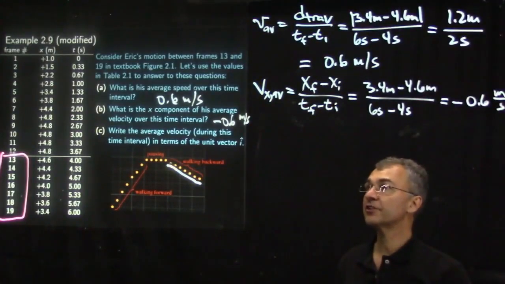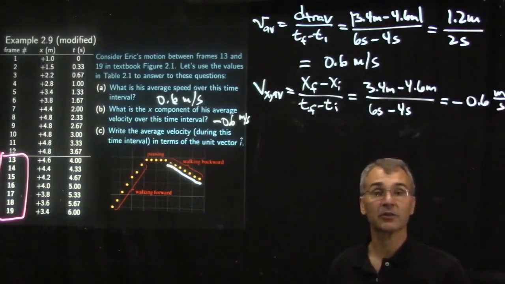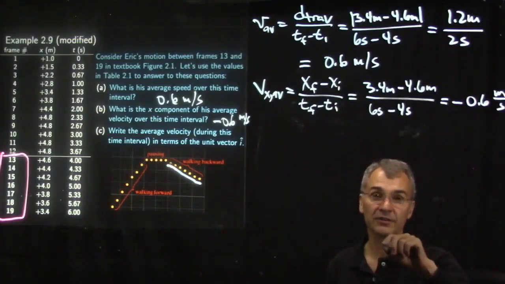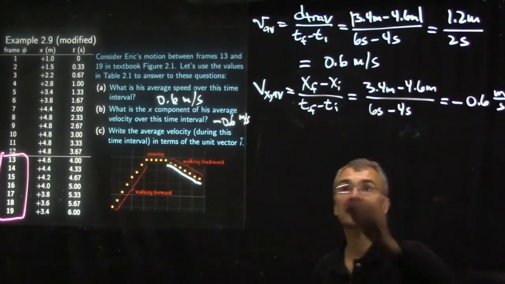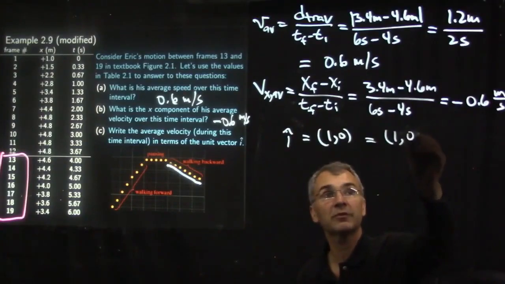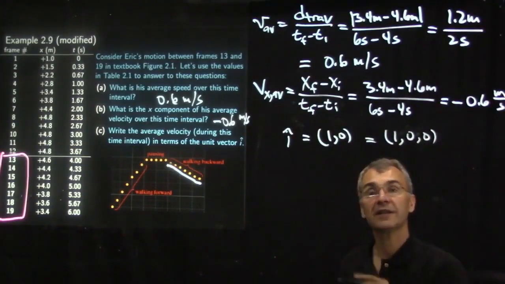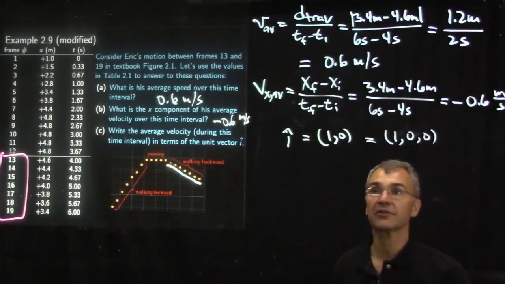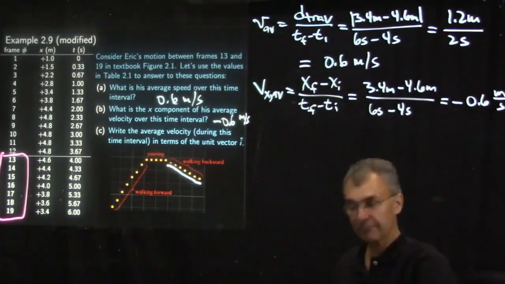Write the average velocity during this time interval in terms of the unit vector i hat. Oh, yuck. Okay. We'll see unit vectors in a moment. Anyway, the unit vector i hat has a length of 1 and it points along the x-axis in a positive x-axis direction. And it's actually equivalent to if you wrote an ordered pair 1, 0, or if you wrote an ordered triplet 1, 0, 0. So it has a 1 in the x direction and it has nothing in the y or z directions. The unit vector notation will be the part of this chapter you like the least, I think.